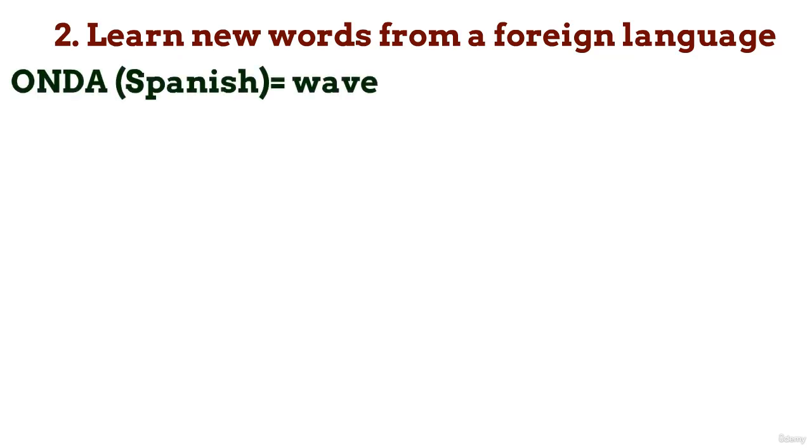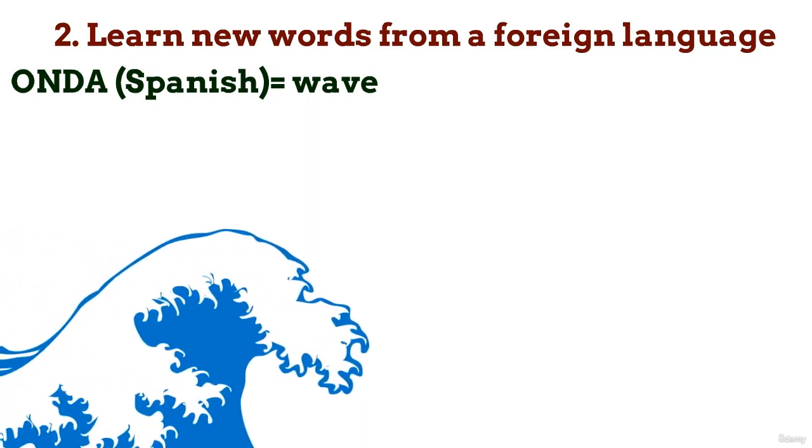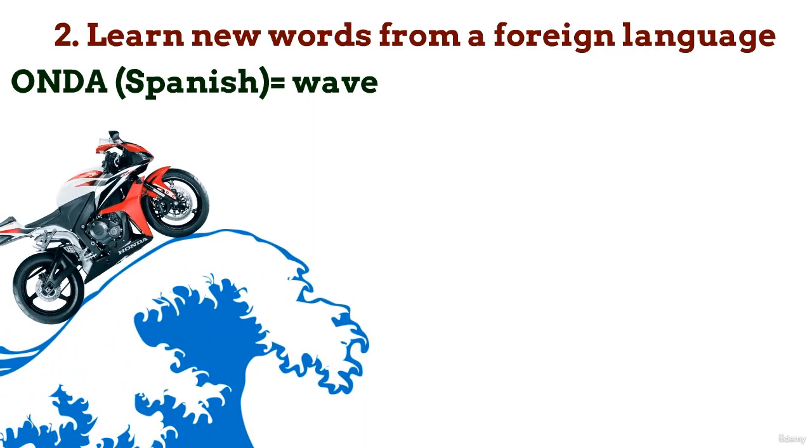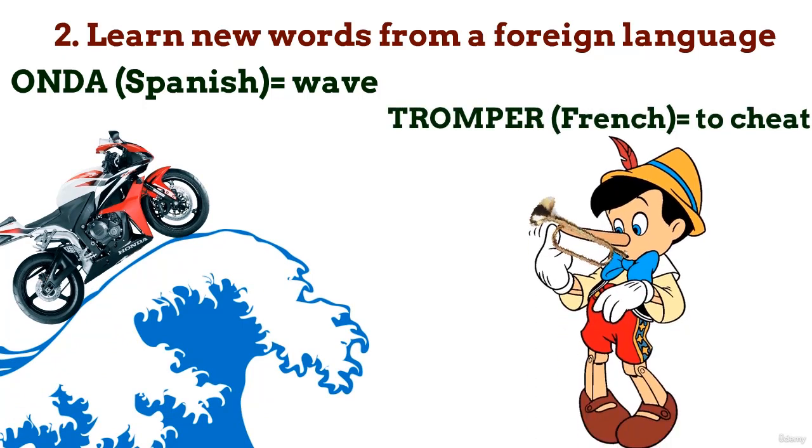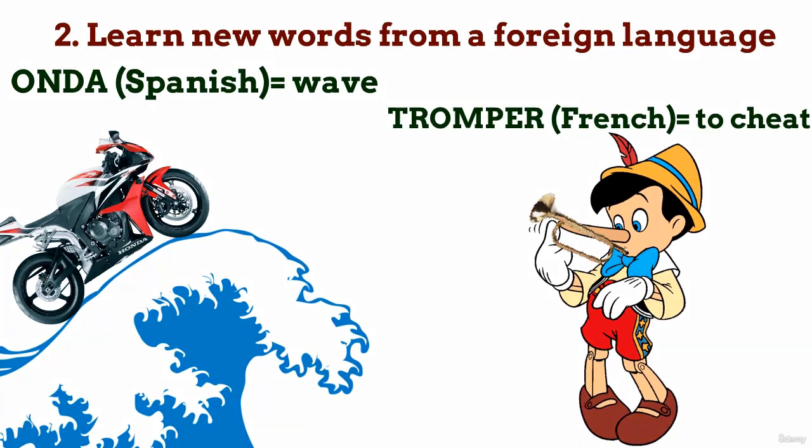How to learn new words from a foreign language. Learning the vocabulary of a foreign language can be fun if you apply your ability for creative word associations. If a new word resembles a word in your native language, create a mental image association between the native word and the new word. For example, the Spanish word onda means wave. You can associate it with the sound-alike Honda. The French word tromper means to cheat. You can associate it with the English word trumpet and a liar, Pinocchio. In this way, you can learn any new word by using your current existing knowledge as foundations.